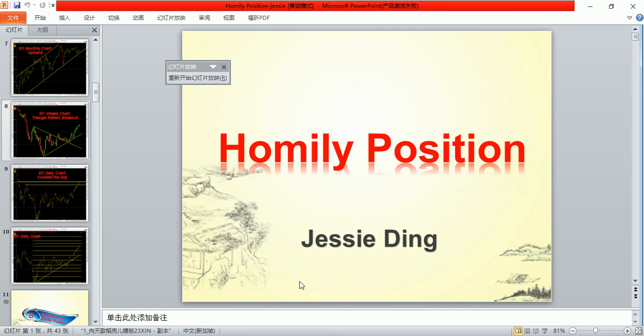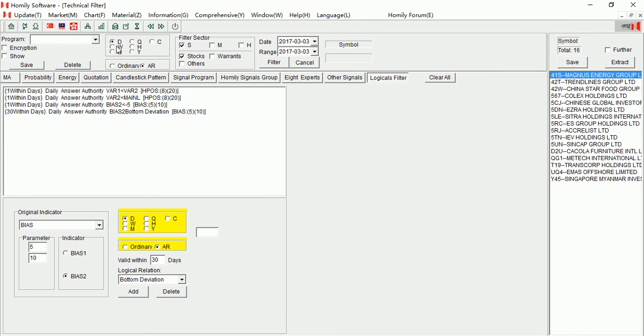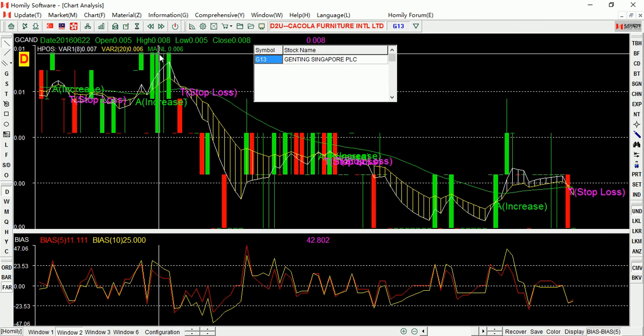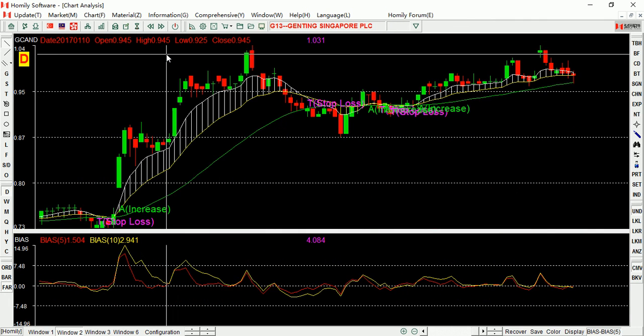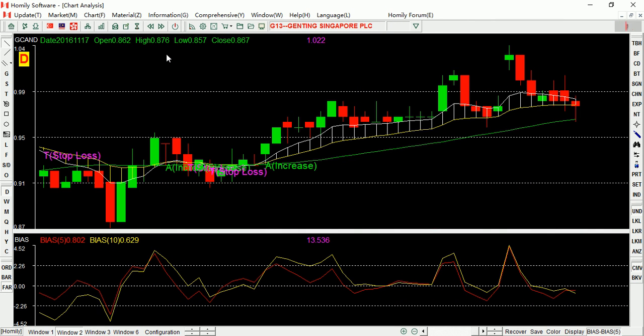G30. Continue. It just touched the green line. If the price can go up again to the white line, you can continue to confirm and buy again. But now you'd better wait and see, because it just touched the green line. If tomorrow the price goes up, maybe you can do some short-term rebound. Middle term is okay.